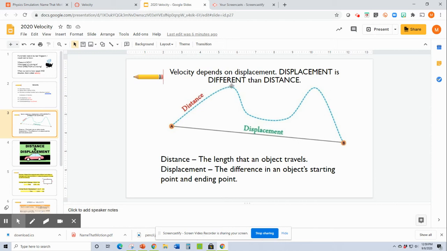Well, my car traveled this whole path. And so whatever many miles that is, that would be my distance. That's the length that the object actually traveled. Displacement's different. All I care about with displacement is a straight line path that tells me the difference between the object's starting point and ending point. So if I drew a straight line from my house, where I started, over to wherever I went in Johnson City, this is displacement.